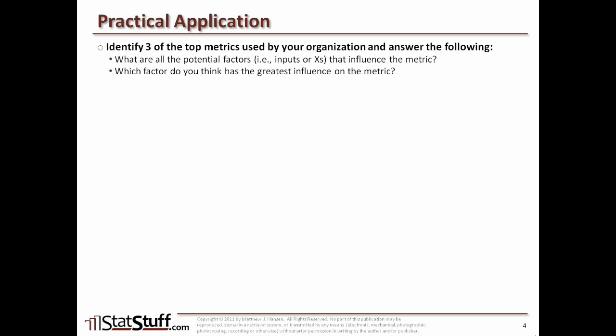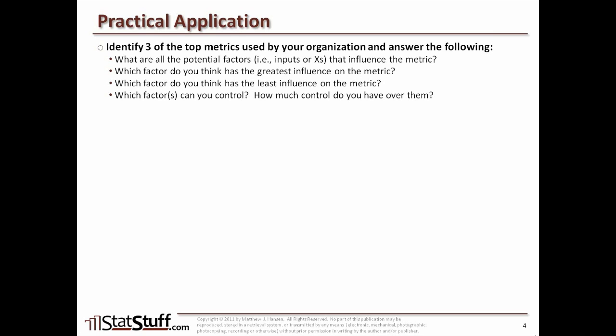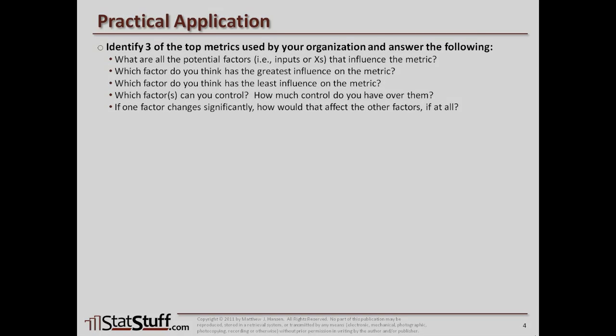That is, the ones that might have the largest coefficient. And then which of those factors do you think might have the least amount of influence on the metric? Again, those might have the lowest coefficient. And then which of those factors do you think you can control, and how much control do you think you have over each of those? Now, if one of those factors happens to change significantly, are there any interdependencies that you see where it's also affecting another factor, if at all?